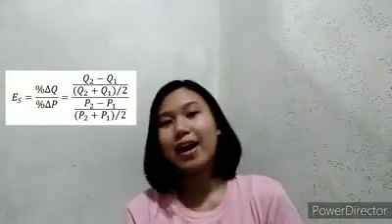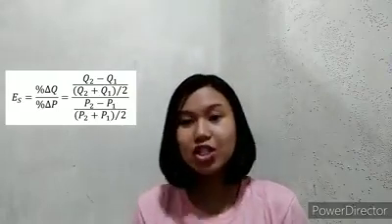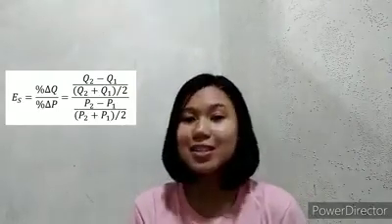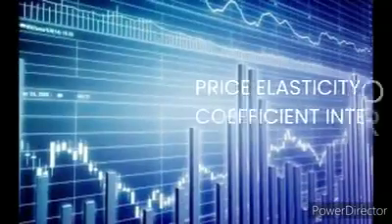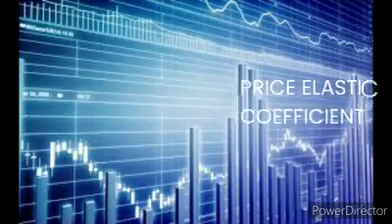Moving on, the price elasticity of supply can be calculated as PES equals percent change in quantity supplied over percent change in price, symbolically like this. Whereas Q2 is the new quantity supplied, Q1 is the original quantity supplied, while P2 is the new price and P1 is the original price. So, the price elasticity of supply or the PES coefficient can be interpreted in 5 cases.